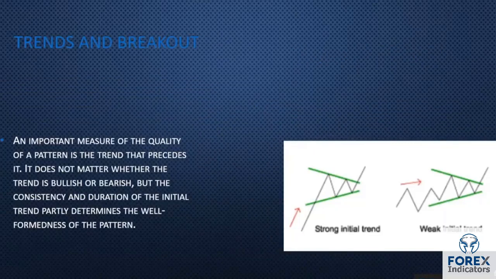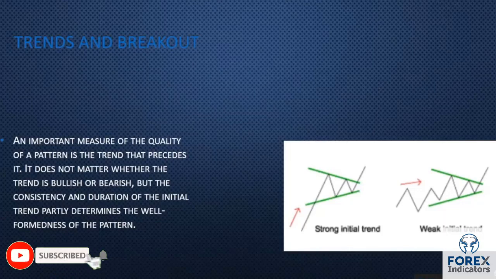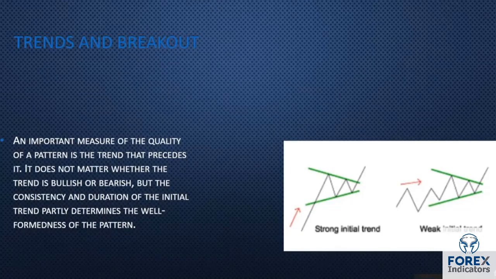Okay. So an important measure of the quality of a pattern is the trend that precedes it. It does not matter whether the trend is bullish or bearish, but the consistency and the duration of the initial trend partly determines the well-formedness of the pattern. In other words, if it's a short-term uptrend and it's not very steep and this pattern exists, you might get the breakout, but it's not going to be much. If you have a very strong uptrend and it's been continuing for quite a while, the more likely these patterns will be very accurate in their decision.